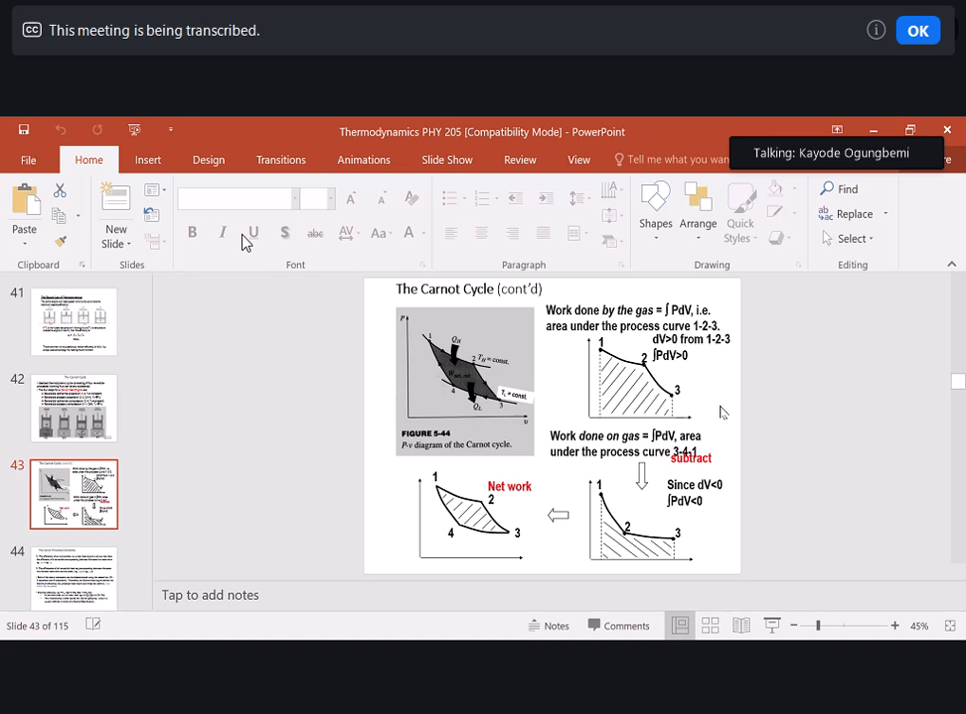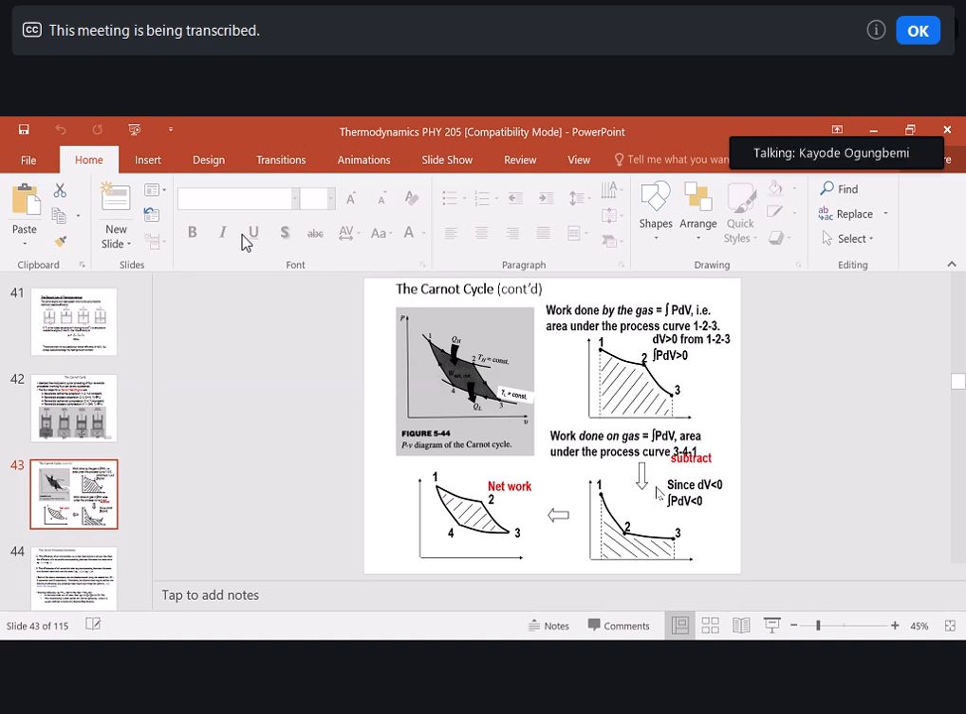That is the integral of P dV. That is to say, the area under the process curve 1, 2, 3. And when you look at it, dV is greater than 0 from 1, 2, 3. So the work done is greater than 0. Are we okay with that?